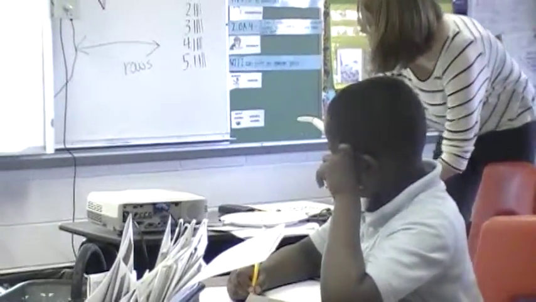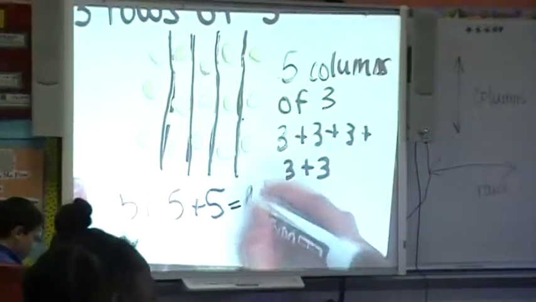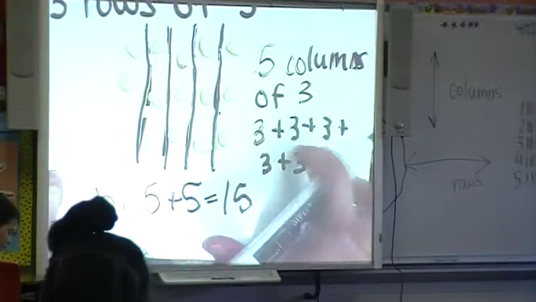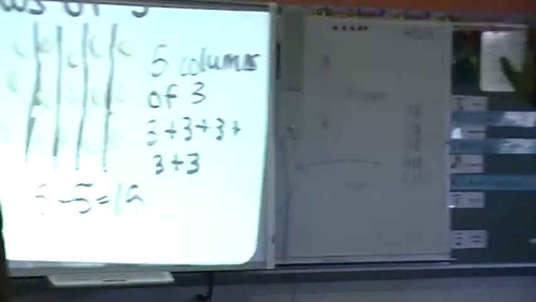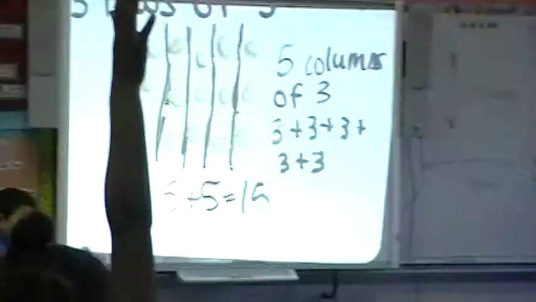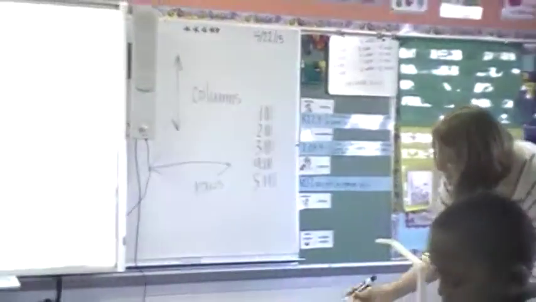All right, we had 5 plus 5 plus 5 together. You all told me it was 15. What's 3 plus 3 plus 3 plus 3 plus 3? Adriana? 15. It's the same amount.